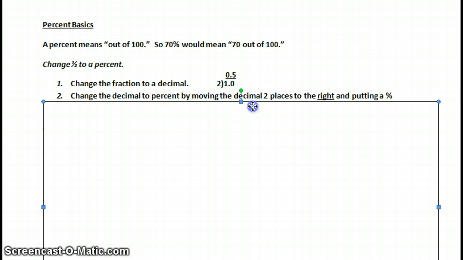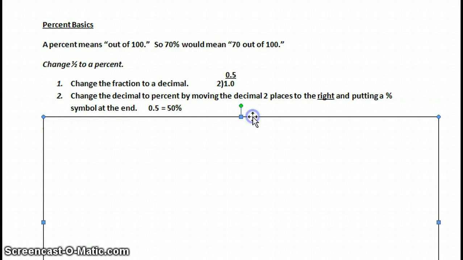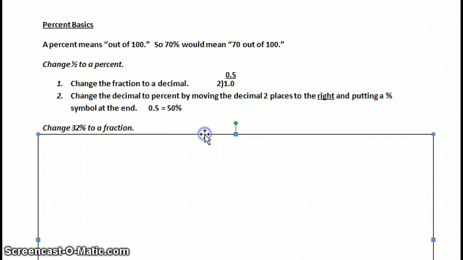And the way I do that is move that decimal 2 places to the right. That rule won't change. It's going to be 2 places to the right. And then I put this little percent symbol. So 0.5 actually goes 1, 2 to the right. I have to slip a 0 in there, and I've got 50%. Voila. A lot of times you might memorize 1/2 as 50%, and if you do that, then you just put your answer down and go on with your day.